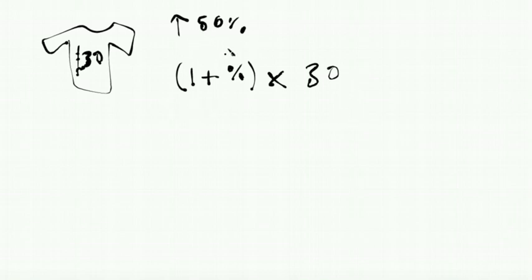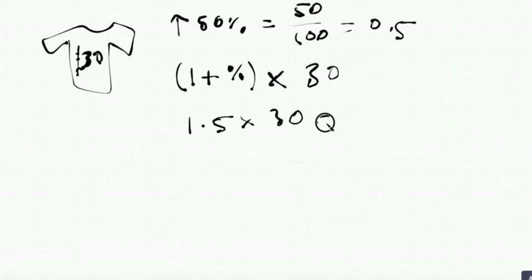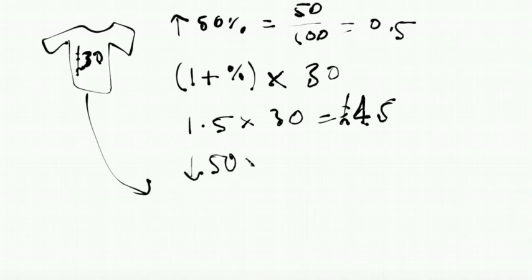So for example, if 50% we know is 50 over 100, which is 0.5, therefore 1 plus 0.5 will give us 1.5, so this will become 1.5 times 30, which is 45. So the new price would be £45. We can apply a similar method to percentage decrease. So imagine the t-shirt is £30, but this time we decrease it by 50%.